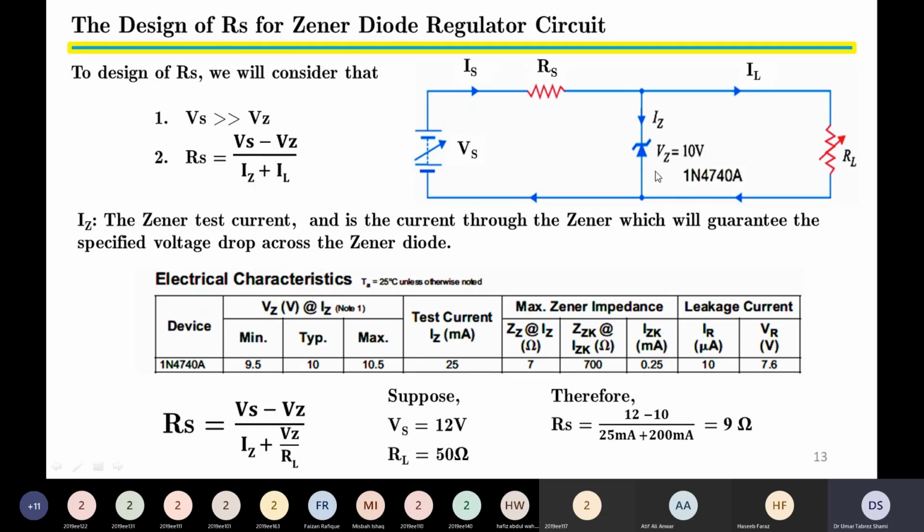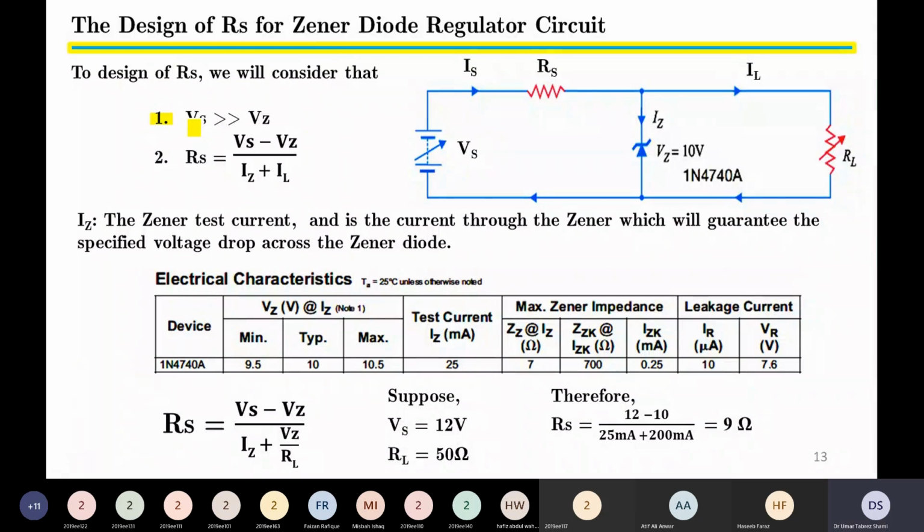In this example, we are using a Zener diode of model number 1N4740A, which produces 10 volts output. But this 10 volt output will only be produced if the required Zener test current is flowing through the Zener diode itself. Only then will the Zener diode produce 10 volts. Okay. Now after the Zener diode comes the resistance RL, which is our load resistance. So to design RS, we will consider two facts.